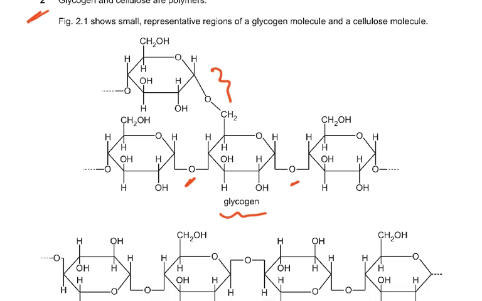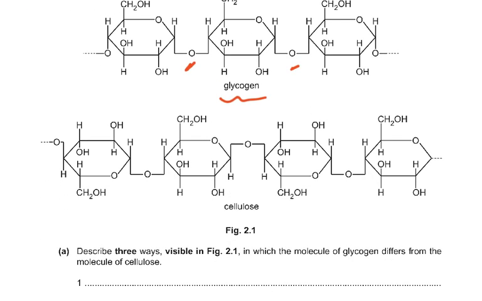So it has 1,4 and 1,6 bonds. In cellulose, they're all 1,4 beta glycosidic bonds. Of course, there's no such thing as beta glycosidic, but in cellulose, we have beta glucose. In glycogen, we have alpha glucose. And in this, it flips 180.